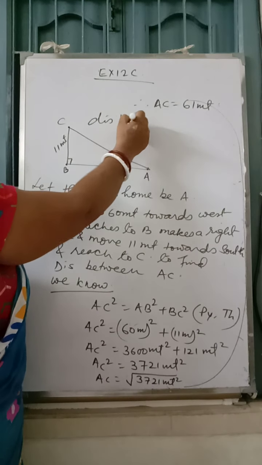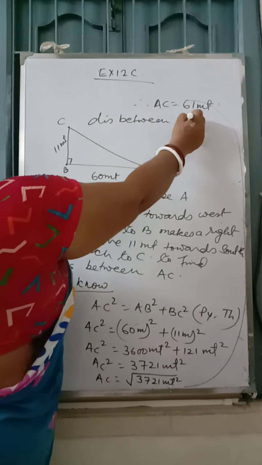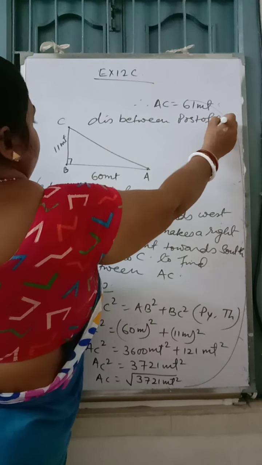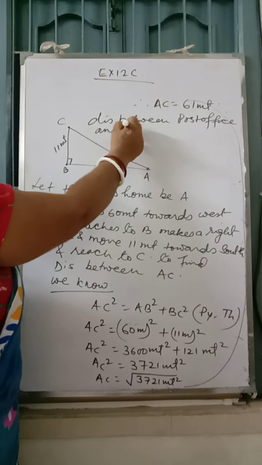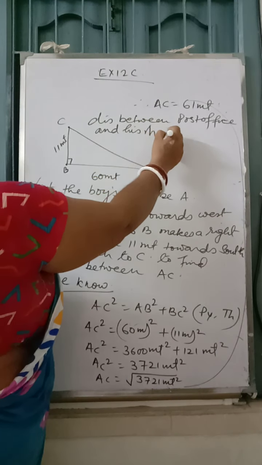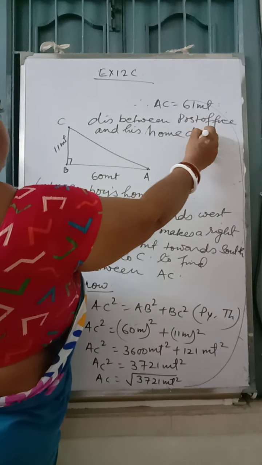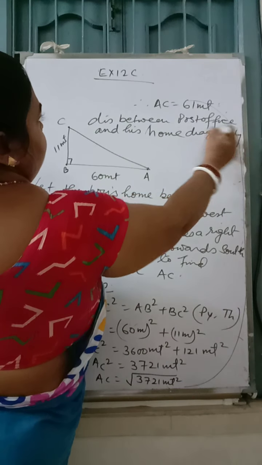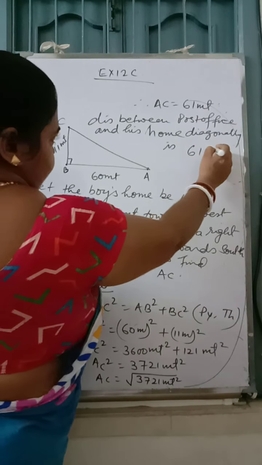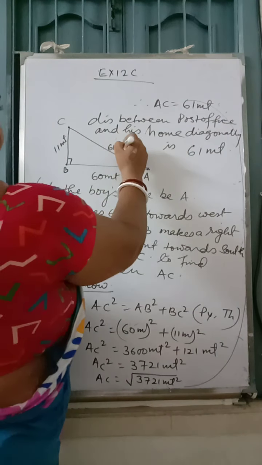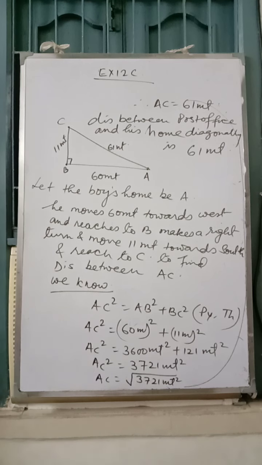Distance between post office and his home diagonally is 61 meter. This is 61 meter, is it? You write this number 5. Then I will be teaching you Pythagorean triplet next day, is it? We will be learning what is this Pythagorean triplet. You please write this.